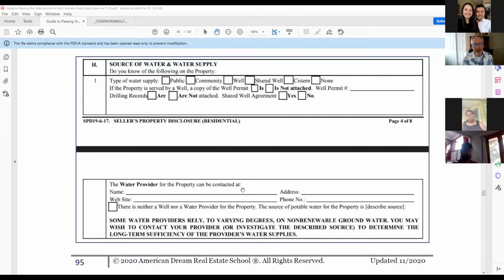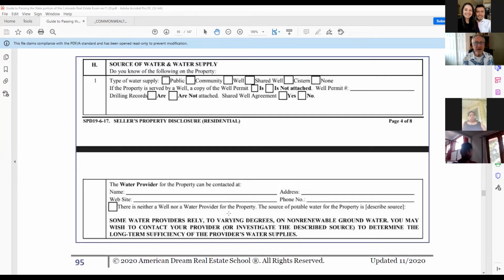The water provider information must be completely filled out here. So the name, address, website, phone number. If there's just a name and no address, website, or phone number, that's not completely filled out. Therefore, you have not disclosed. Therefore, now you have to have a separate water disclosure. That's how picky they are about this part.